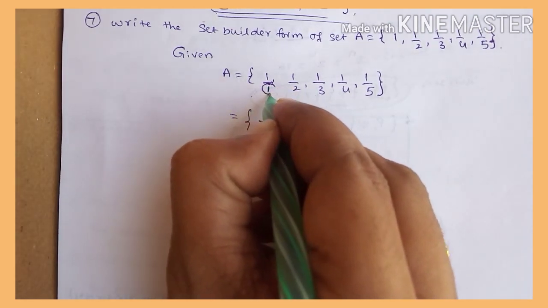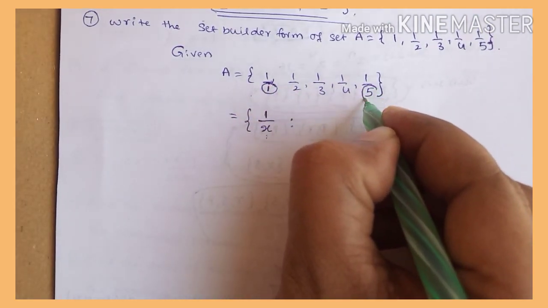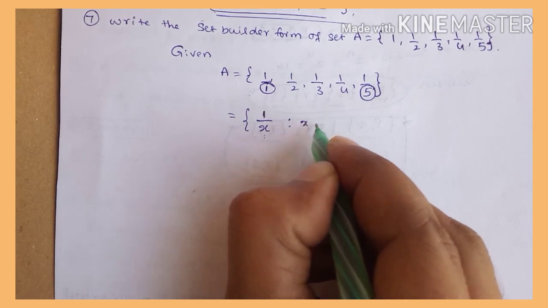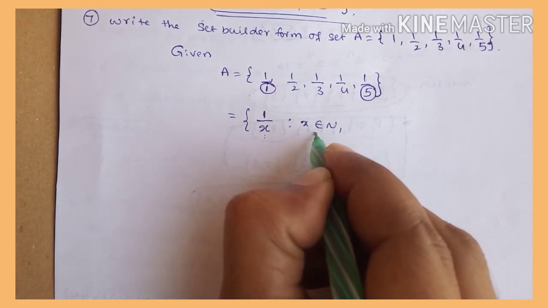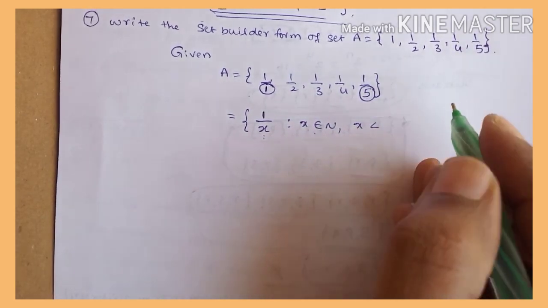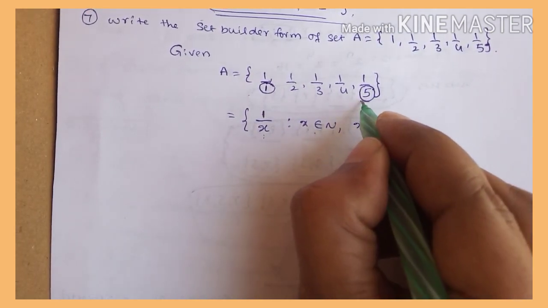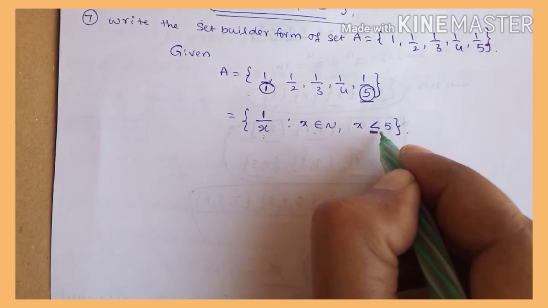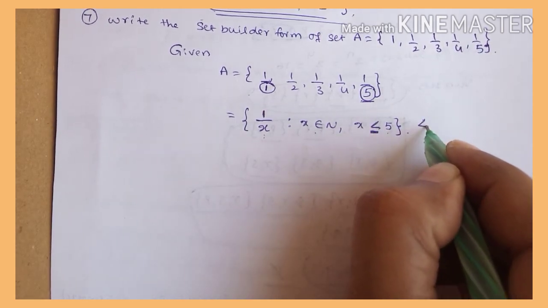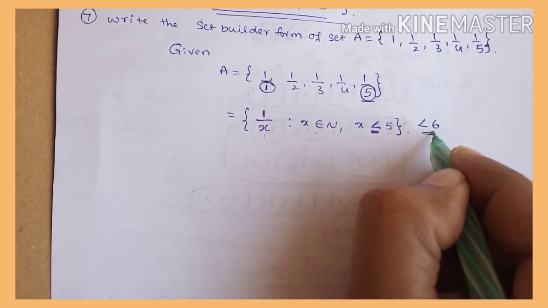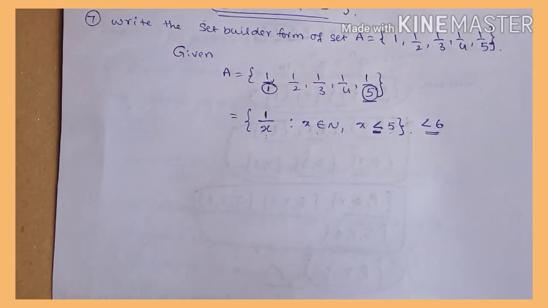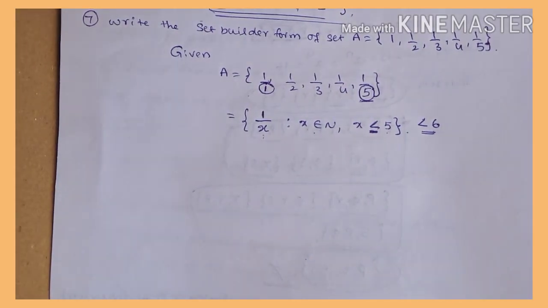Where did it start? It started with 1, and where did it end? It ended with 5. So x such that x belongs to N and x less than or equal to 5, because it ends with 5, so less than or equal to 5. If you want less than only, you can write less than 6, not 5 there. Okay students, let's go for the next one.